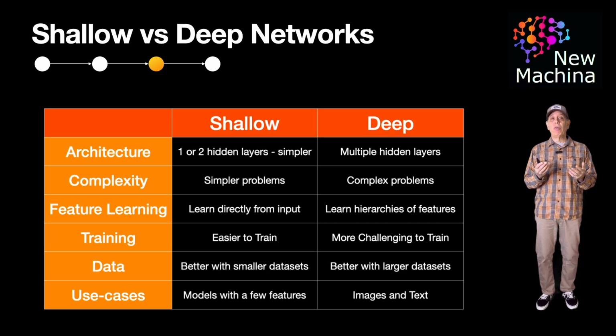As we all see in the news, the trend in AI has been toward deeper networks as computational power and data availability have increased, enabling big breakthroughs in various fields. However, it should be noted that shallow networks still have their place in simpler applications.